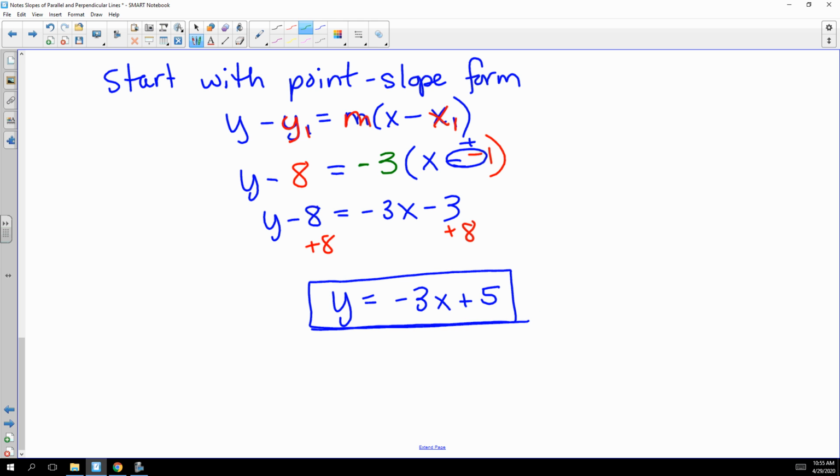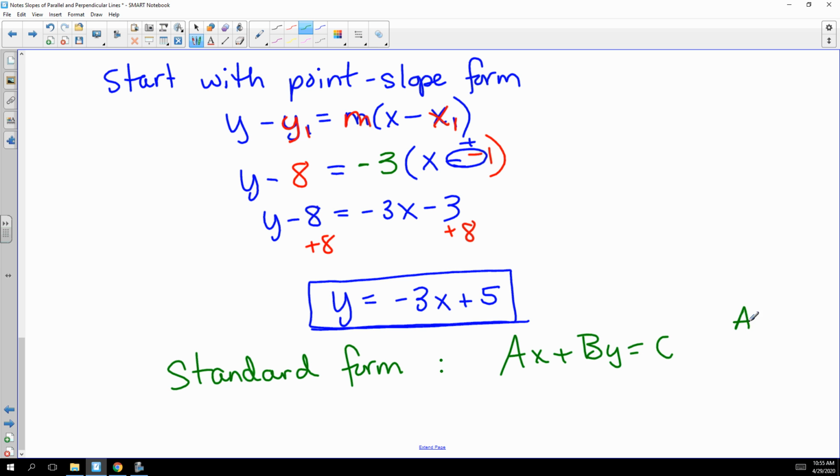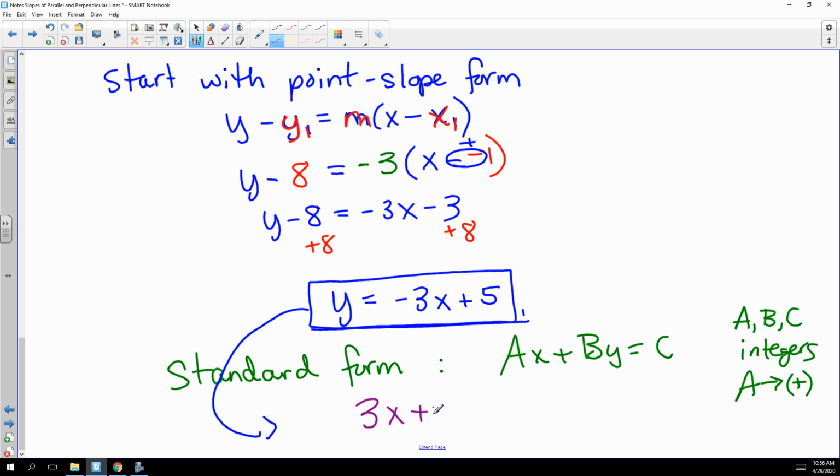If you want to talk about standard form, just to recall what standard form is, remember that standard form is ax plus by equals c. A, b, and c have to be integers, and a needs to be a positive number, right? So if we want to do that, then we can take our slope-intercept form, and all we really need to do is add 3x to both sides, so that we can get 3x plus y is equal to 5. And then everything is already an integer, and a is already positive.